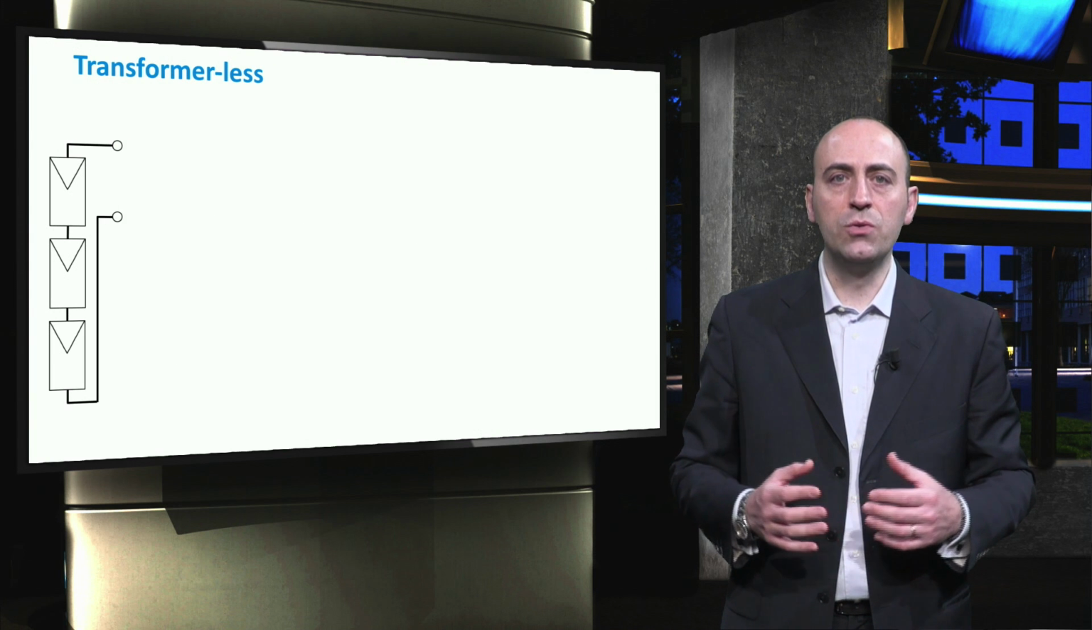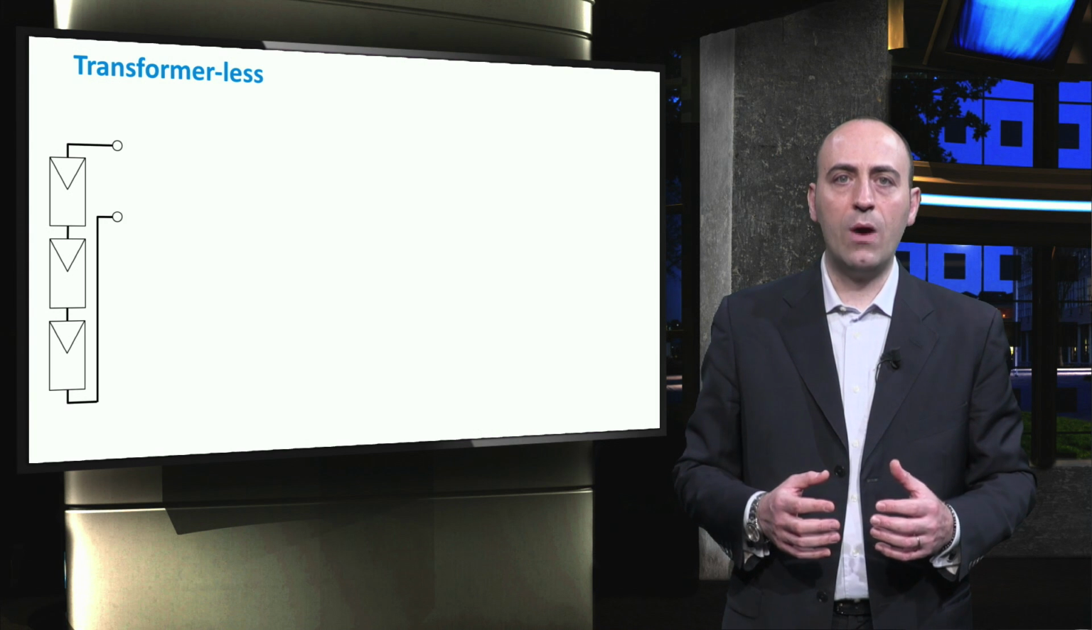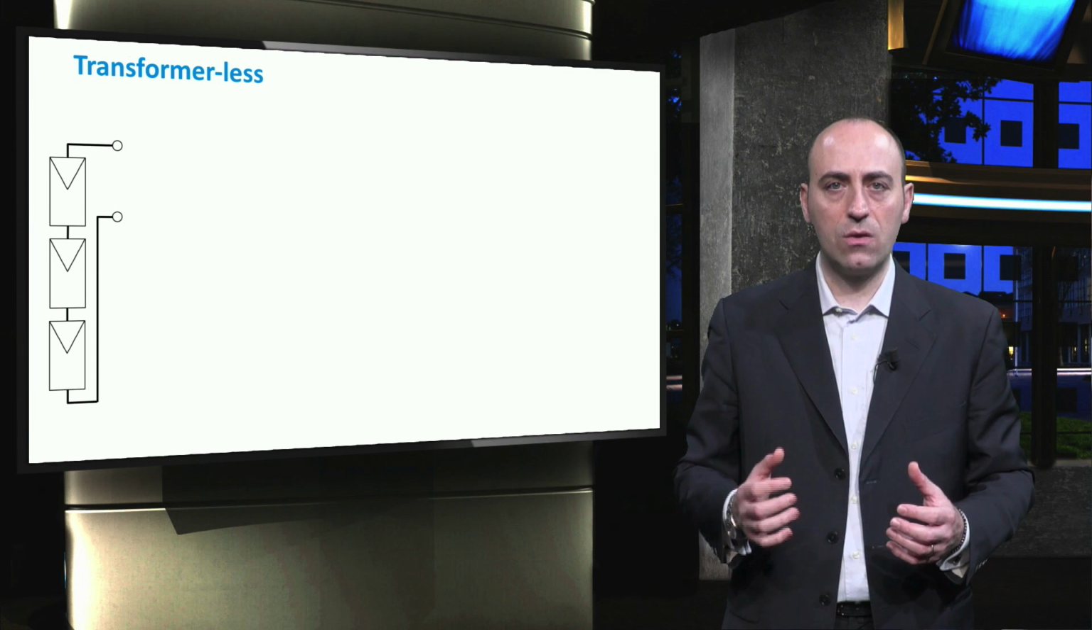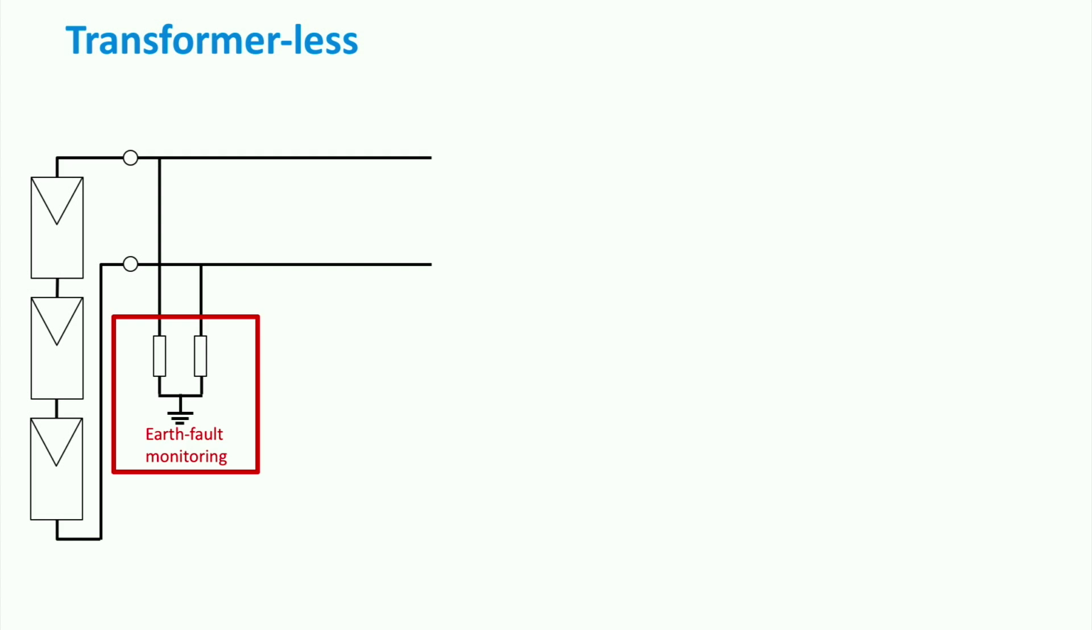Nowadays, most of the new string inverters are designed without a transformer. We are going to see why and what is the difference between a transformer-based and the transformer-less concepts. First of all, the PV system needs to be connected to ground, and it is equipped with an earth fault monitoring system, which is able to detect any fault at the DC side of the inverter.